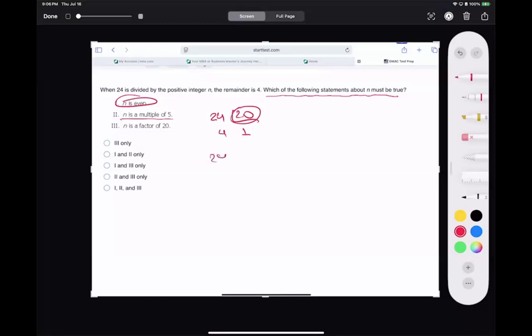Okay, 24. So what is a divisor of 24 such that the remainder is 4? Only 20. Oh, there's another one: 5 and 10. 10 times 2 is 20, remainder is 4. Times 4 is 20. So both are multiples of 5. Do you guys agree?